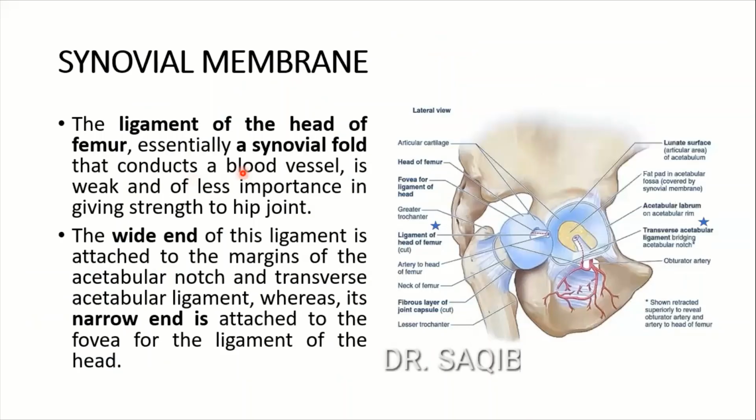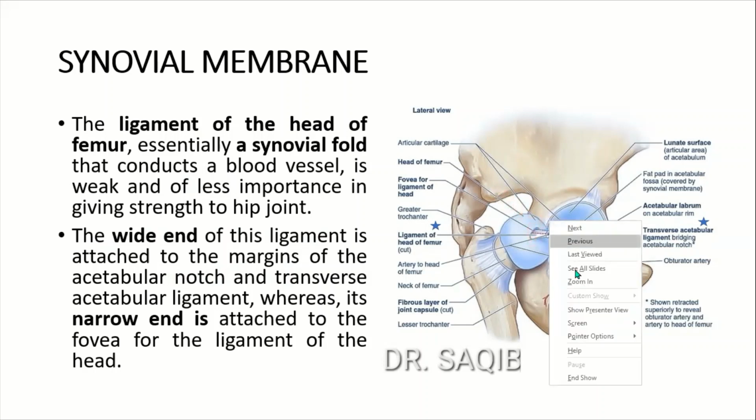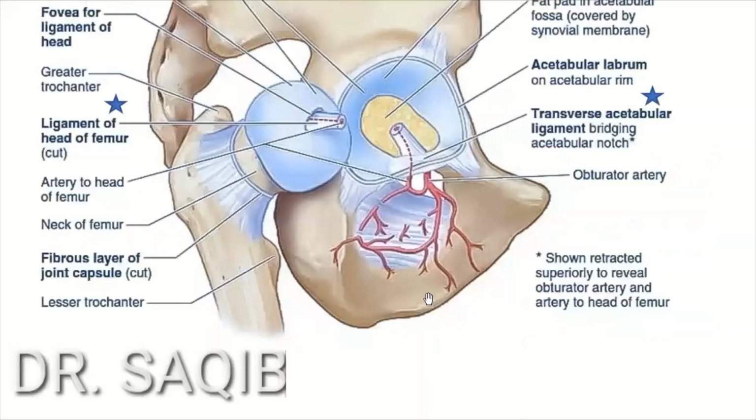So the ligamentum teres: the wide end of the ligament is attached to the margins of the acetabular notch. Here you can see the wide end, attached to the margins of the notch, and the narrow end is attached to the fovea of the head of the femur. Let me now zoom into that.